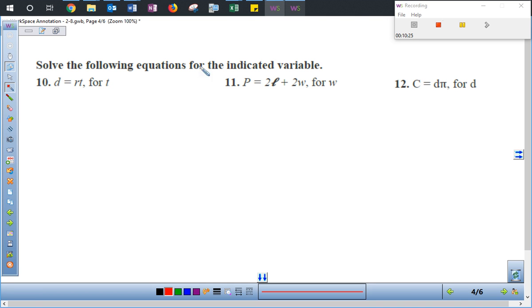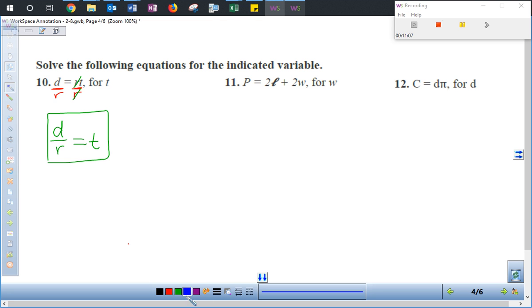So it says solve the following equations for the indicated variable. In number 10, we have d equals r times t, and they want you to solve that for the variable t. Right now, t is being multiplied by r. So to get t by itself, we need to divide each term by r. On the left side, d over r doesn't simplify. They're two variables, they stay that way, so d over r. On the right side, these r's are going to cancel out and just leave me with t. So my goal was to get t all by itself on one side of the equal sign, and I've done that. T equals d divided by r.